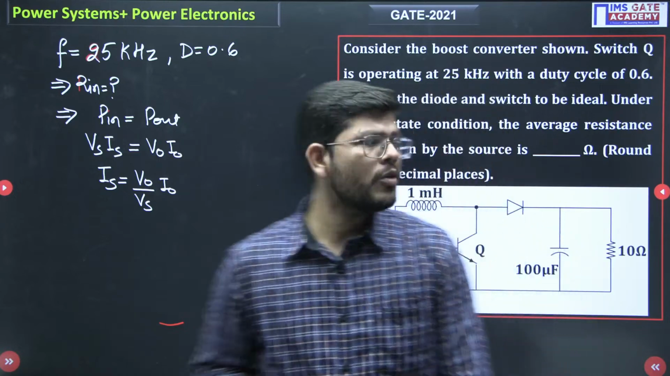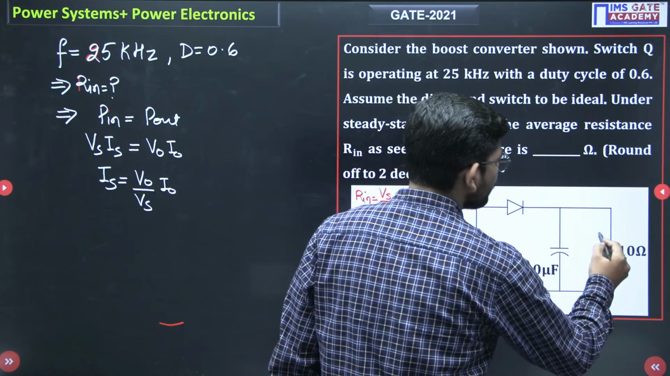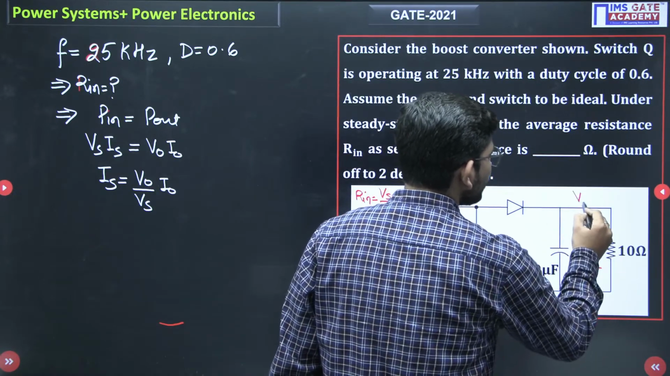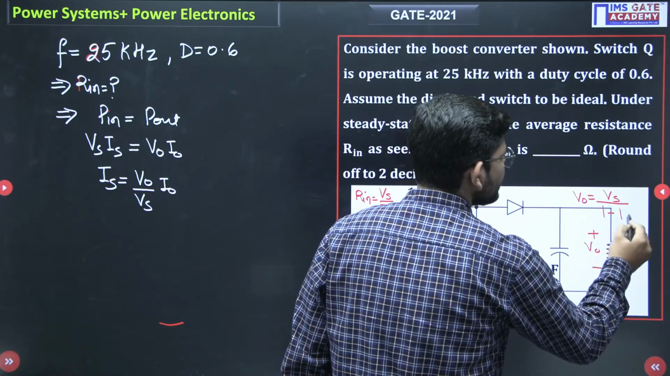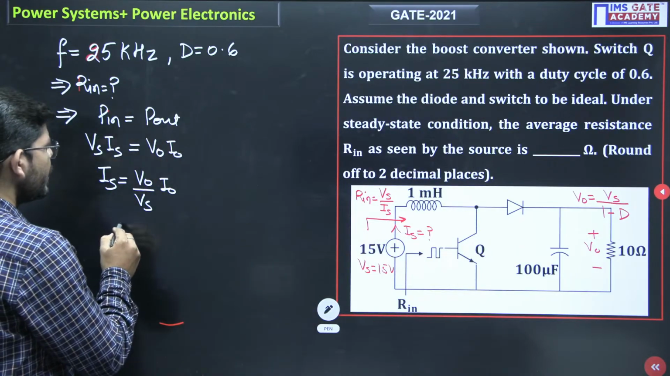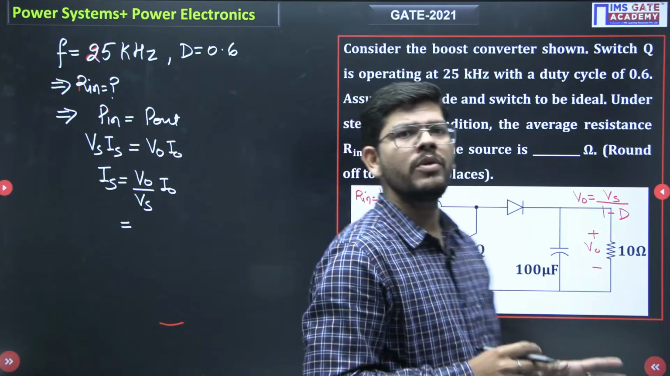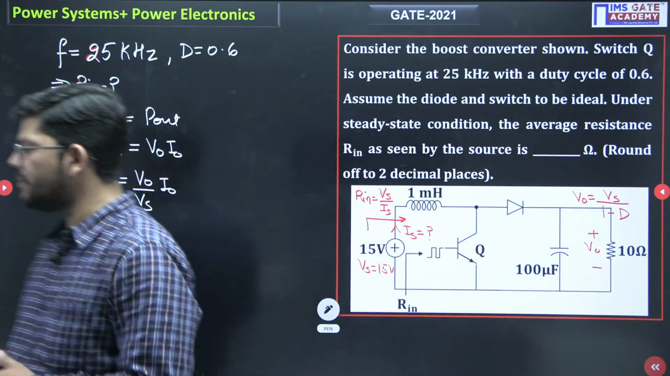So in case of boost converter, the output voltage that we will be getting here, you know that output voltage is equal to what? Input voltage divided by 1 minus D. So let me put this value here. If I put this value of V0 in this expression, what will I be getting here?